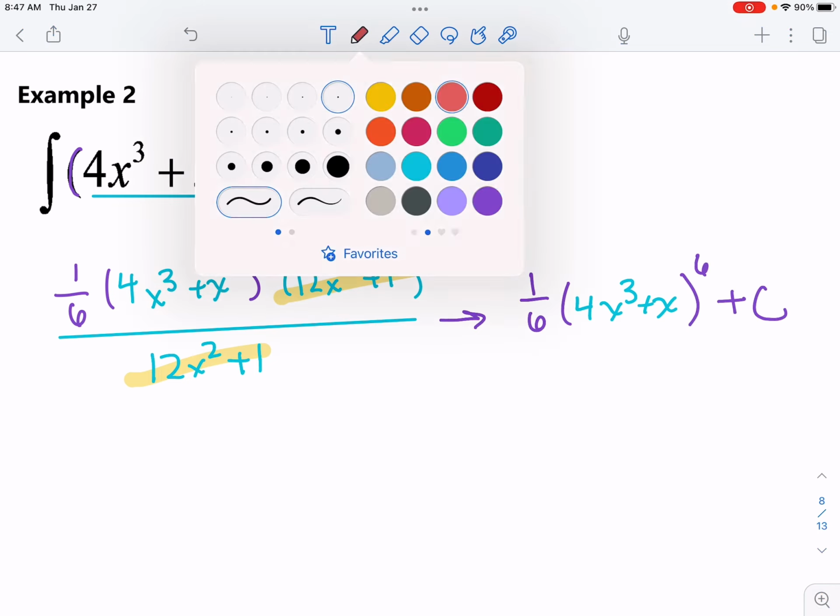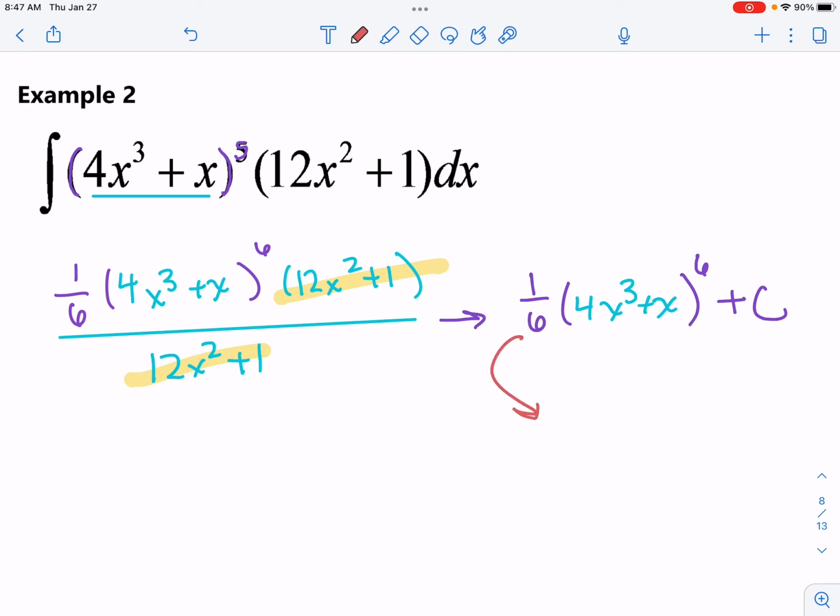Again, let's check our answer by deriving what we got. When we bring down that 6, the 6 and the 1/6 go away. Hold the inside of 4x cubed plus x, drop our power, there's step 1 of chain rule, right? Times derivative of the inside, which is exactly what we started with.